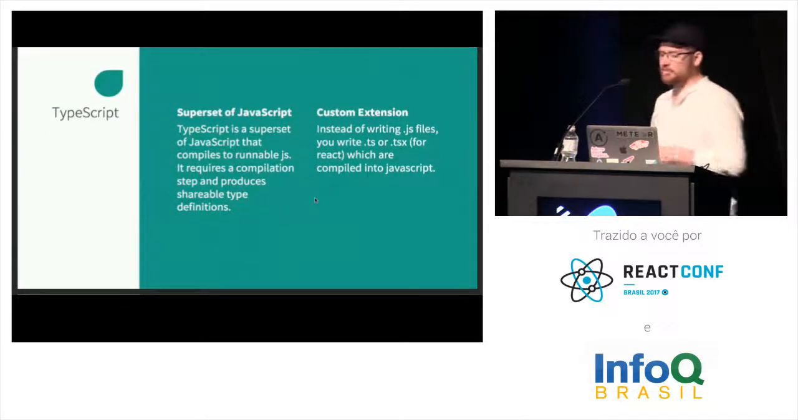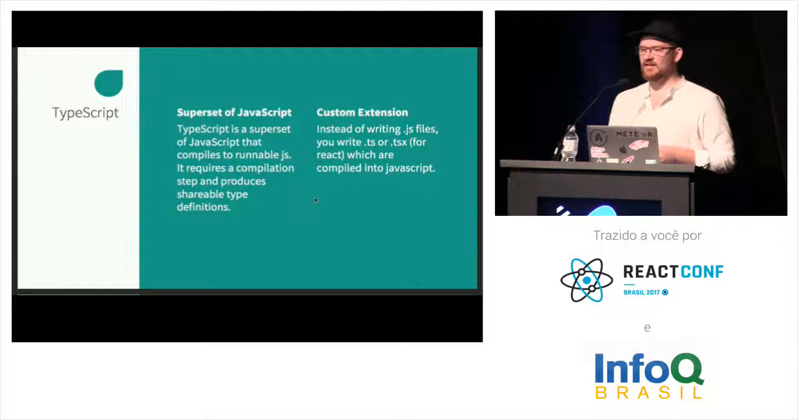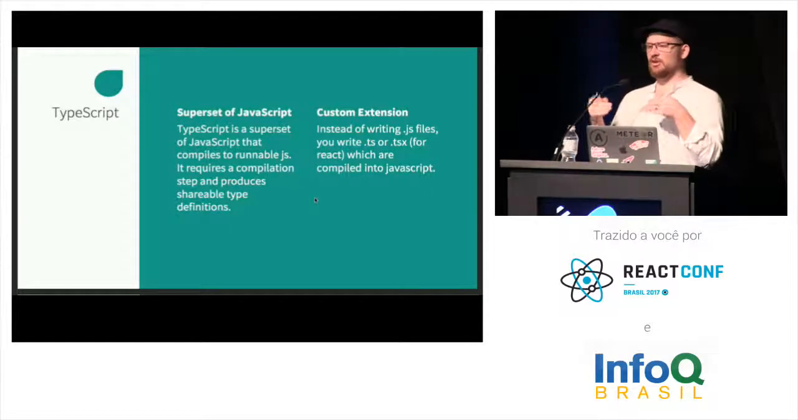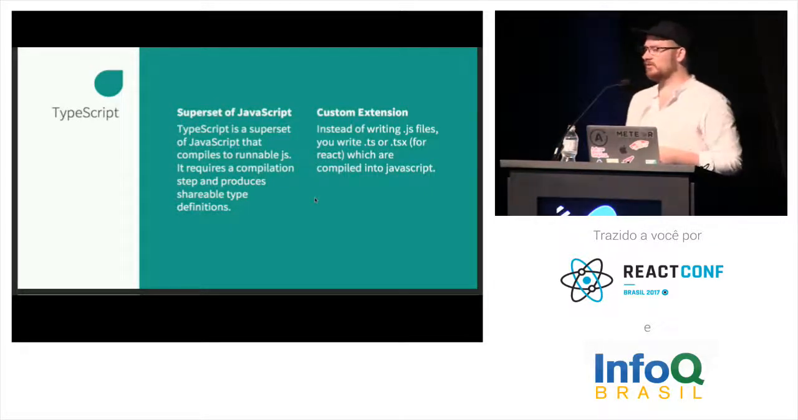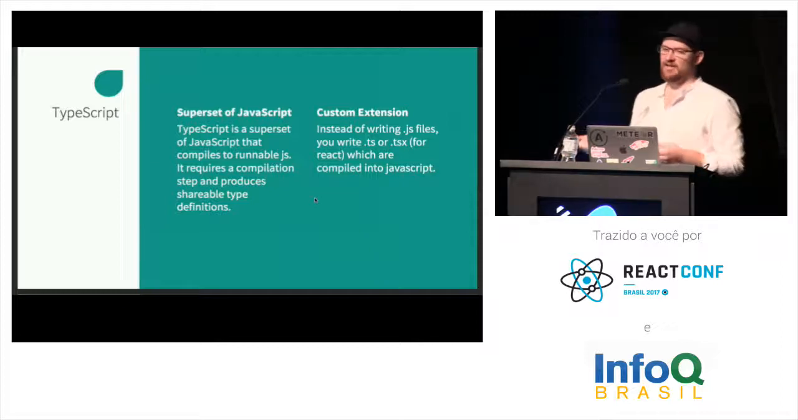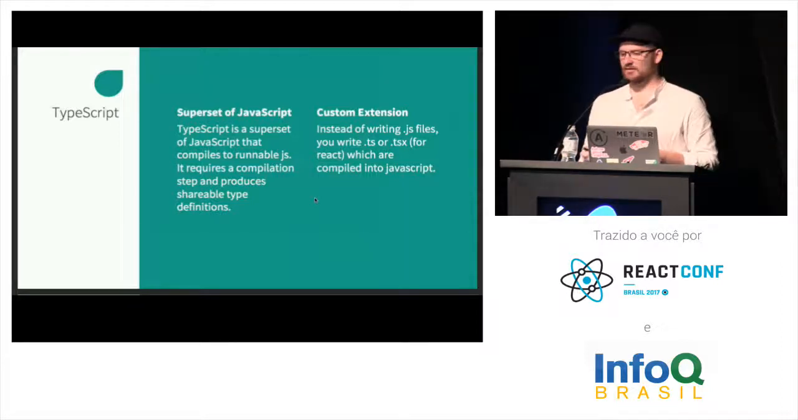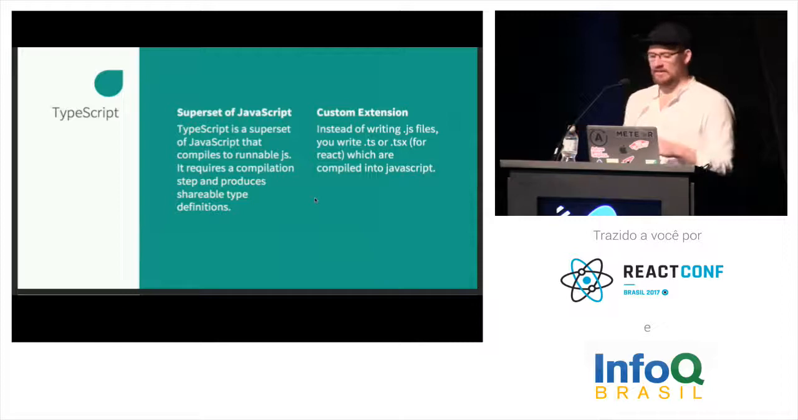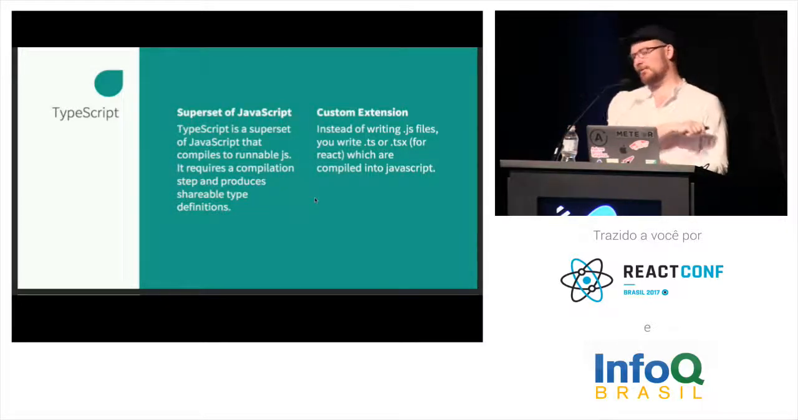TypeScript is a superset of JavaScript, and that means that it is JavaScript, with a little bit more features on top of it that the native language doesn't provide. So in this case, types. And it just compiles down into vanilla JavaScript. Instead of writing .js files, you write .ts, or if you're using React, .tsx, so that instead of using Babel, you use TypeScript. And luckily, there's a talk about Babel right before this, so now you know.